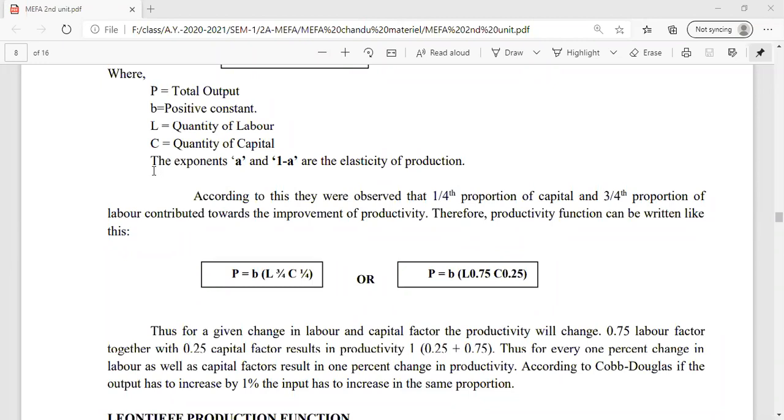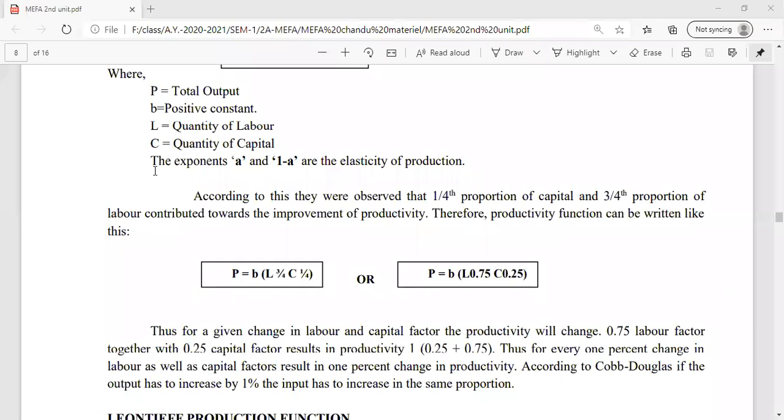Say for example, we can think of it like this. So 1 unit of capital here means say some 10,000 rupees for example. I'm having 10,000 rupees of capital and 3 laborers working for me. I'm able to produce 50 bags of paddy.